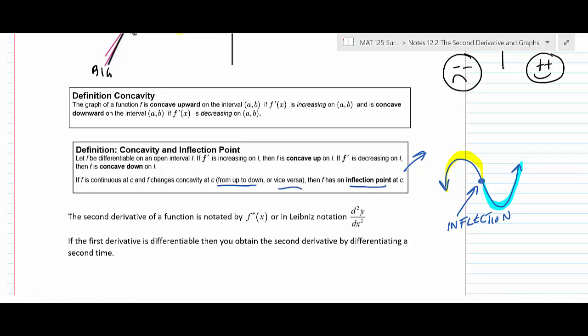Now I have to introduce this idea, because since you're looking at how the first derivative changes, you've got to do a derivative of a derivative. The second derivative just means do a derivative twice. So this is the symbolism you need to get comfortable with: if you have the double prime, that's the second derivative.